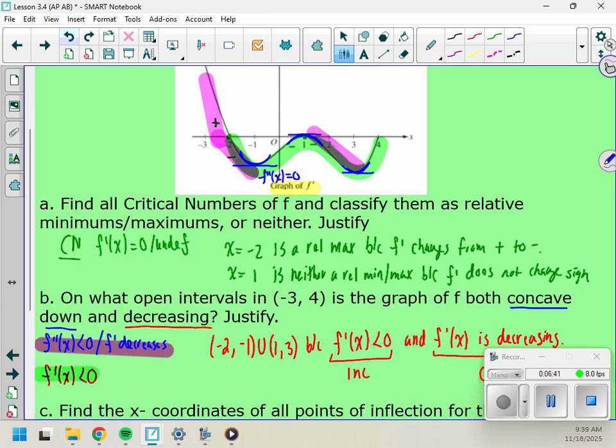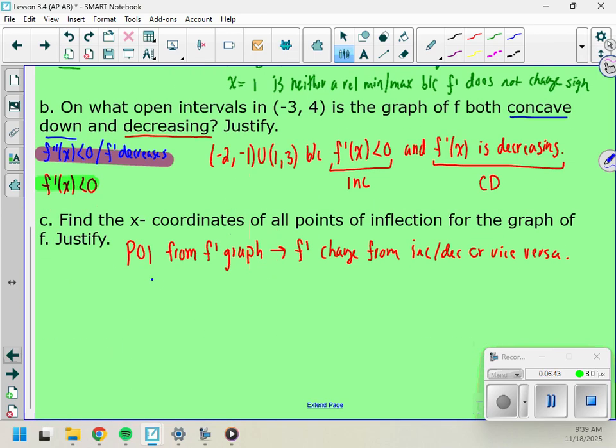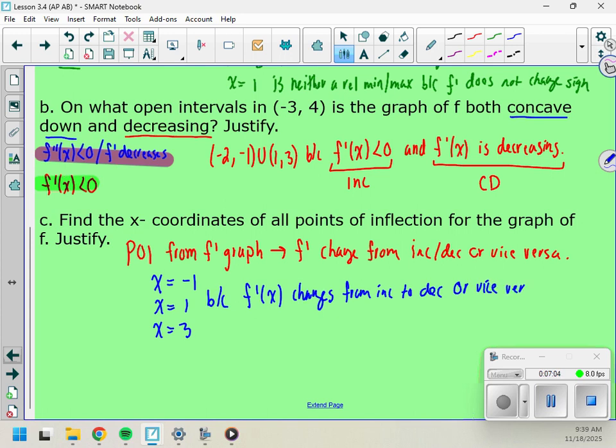So that happens at what? -1, 1, and 3. So x equals -1, x equals 1, and x equals 3, because f prime of x changes from increase to decrease or vice versa. And that's also where f double prime of x equals 0 and changes sign. You could also use that as a justification as well, and changes sign.